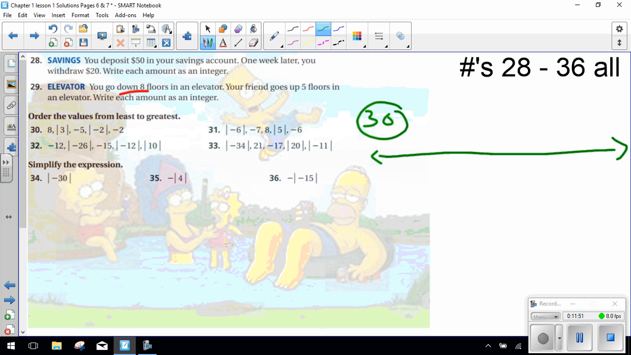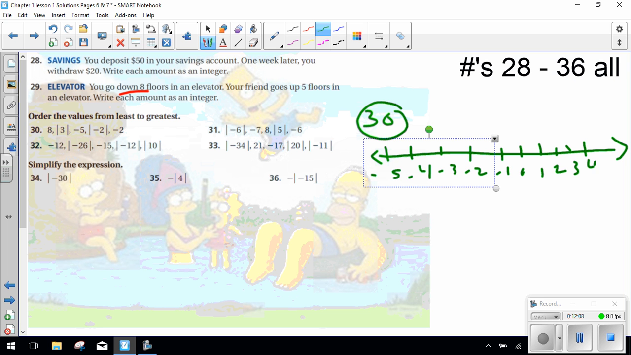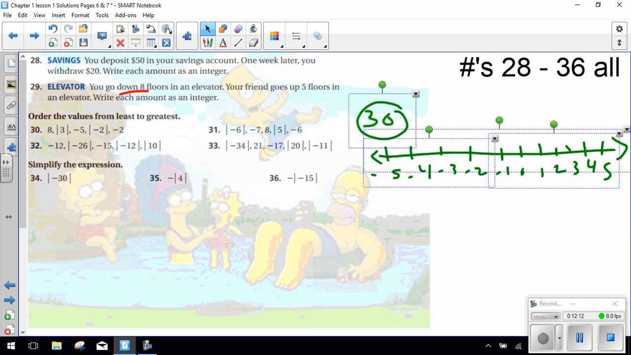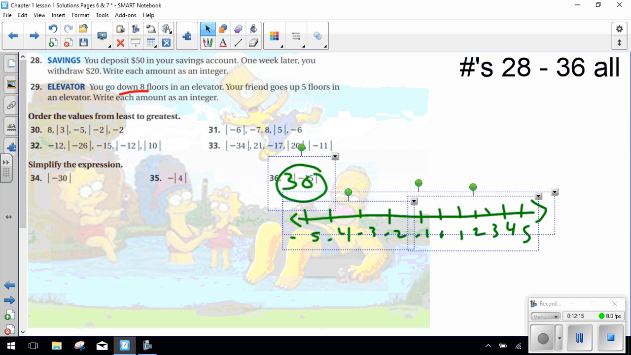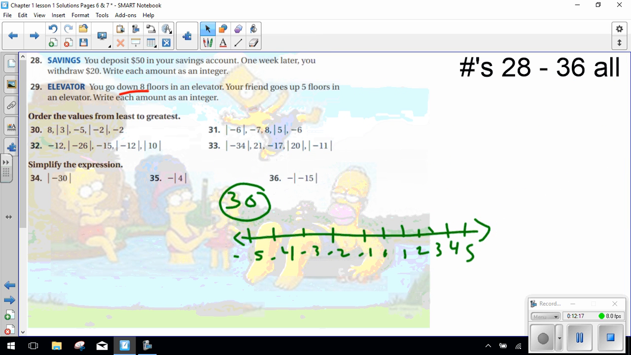So let's see. Negative 5, negative 4, negative 3, negative 2, negative 1. What do we go up to? 0, 1, 2, 3, 4, 5. Let's make this bigger. Oops. All right. No problem.